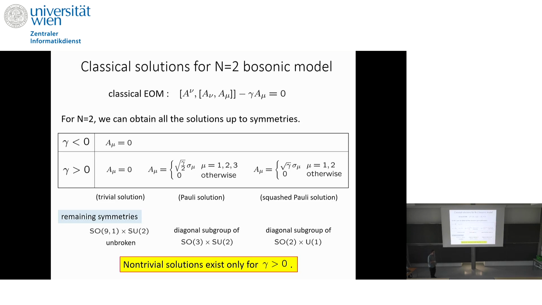Yes? Could you also have a doubled Pauli solution? Yeah, but this is not possible in the case of 2 by 2 matrices. This model is too simple to accommodate such more complicated solutions. So anyway, we have proven that these are the only solutions. No, I'm not saying that. Yeah, and these are just a symmetry of the solutions, and we don't know what happens in the gamma zero limit. Okay? Any other questions?